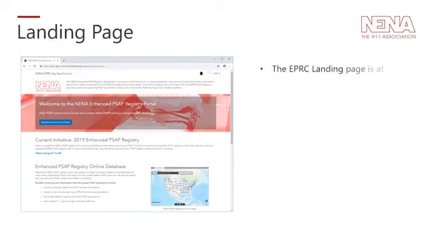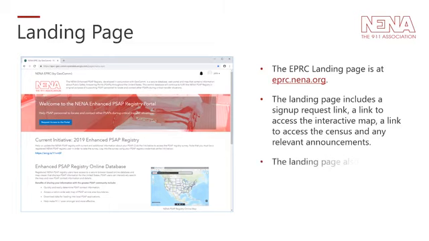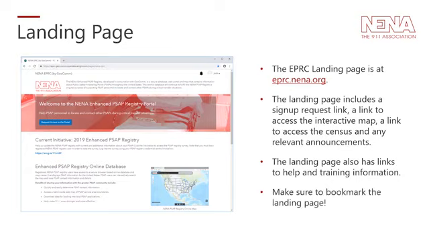The EPRC landing page is at eprc.nena.org. The landing page includes a sign-up request link, a link to access the interactive map, a link to access the census, and any relevant announcements. The landing page also has links to help and training information. Make sure to bookmark the landing page.